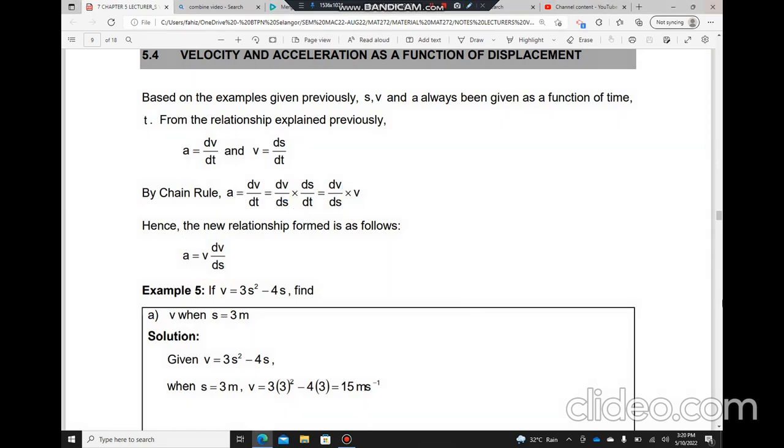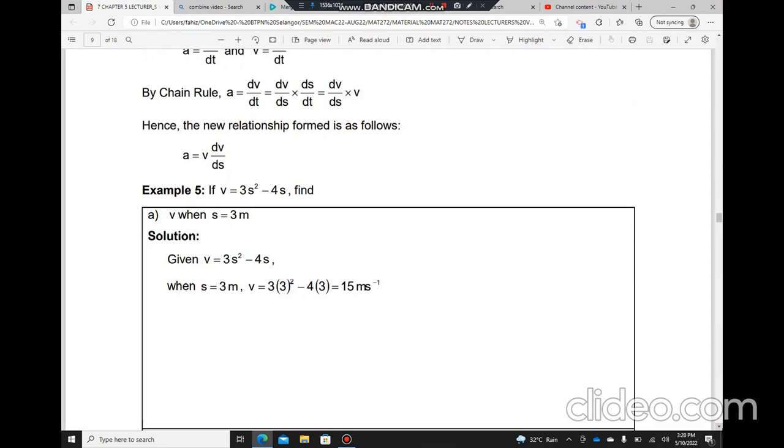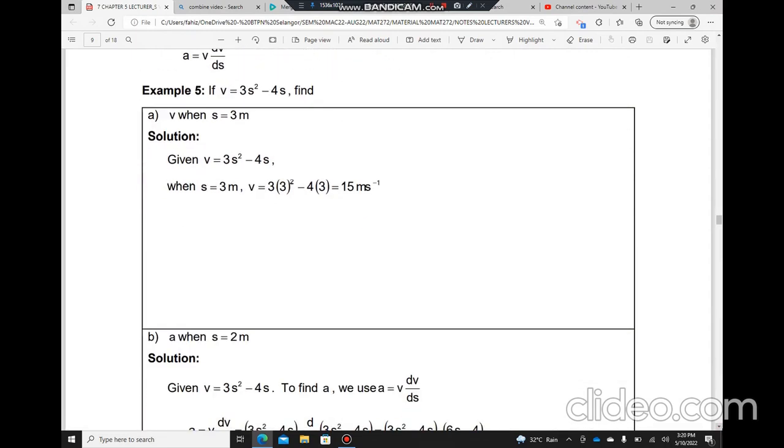So kita tengok based on example 5. If V equals to 3s square minus 4s, find V when s equals to 3 meter. So given V equals to 3s square minus 4s, so when s equals to 3, you just substitute into V, this equation. So you get V equals to 15 ms negative 1. Okay, so this is answer for A. Yang ni just masukkan je nilai.